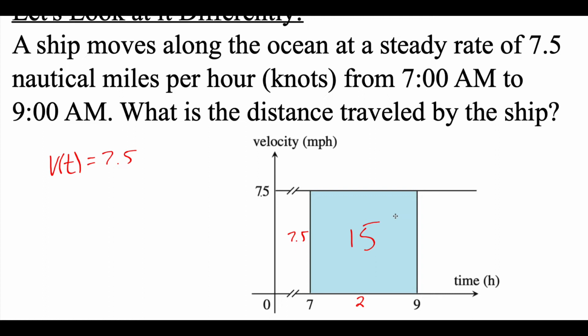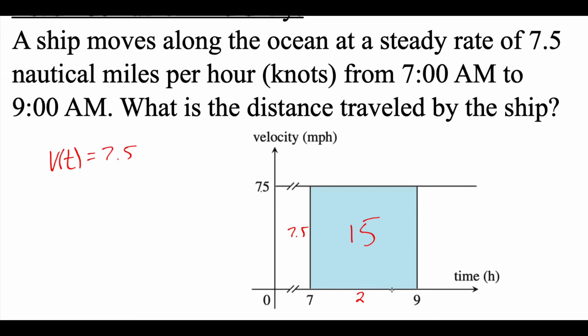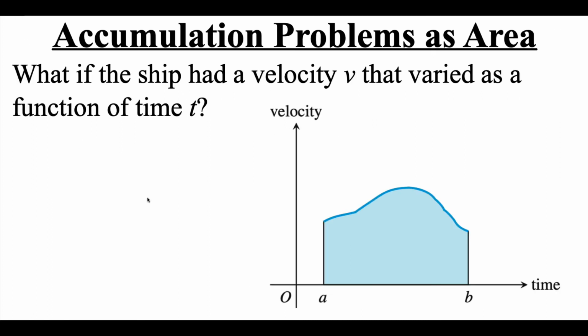So there is a direct relationship between the distance formula that we used before and the area of this rectangle that's representing our velocity compared to our time. Now that worked out nicely because we had a rectangular region, which is easy to calculate the area of. But what if the ship had a velocity v that varied as a function of the time? So instead of just being a flat constant velocity, now our velocity is changing. So now it's not quite as straightforward how to calculate the area.